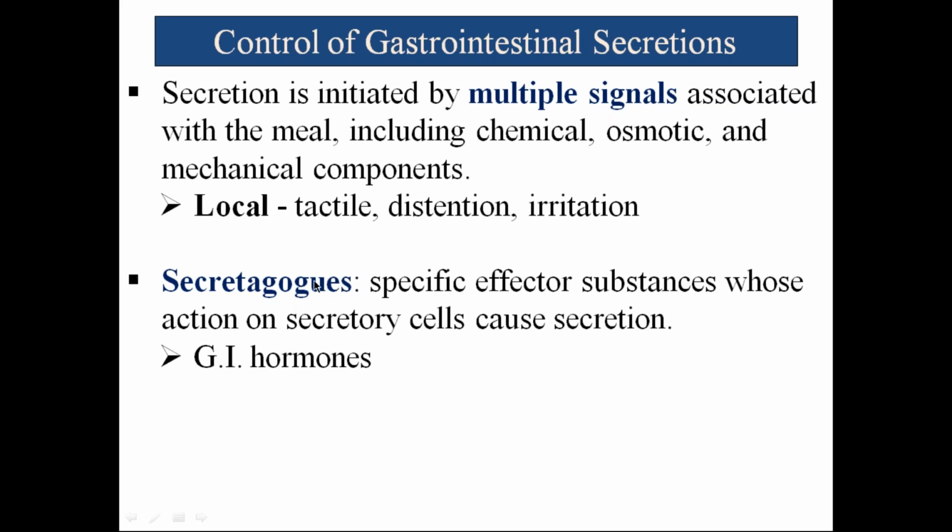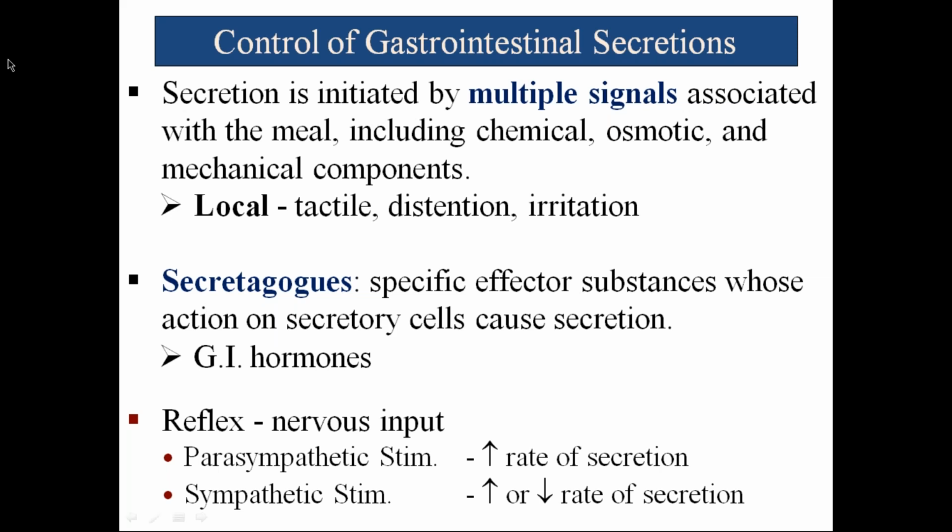Then there are specific substances which are released whose action on the secretory cell causes secretion. These are known as secretogogues. For example, you have GI hormones like gastrin, cholecystokinin, pancreazymin. So all these would be affecting the secretion of different types of GI secretions.